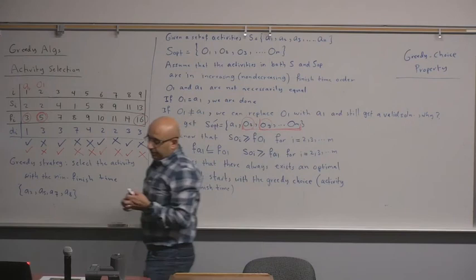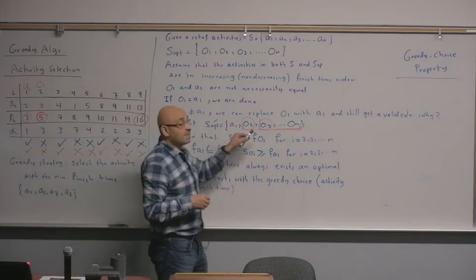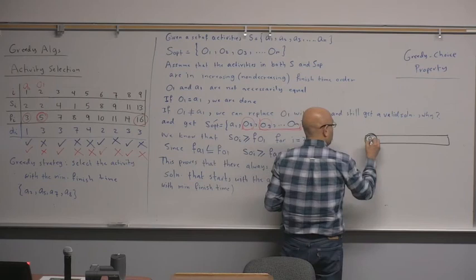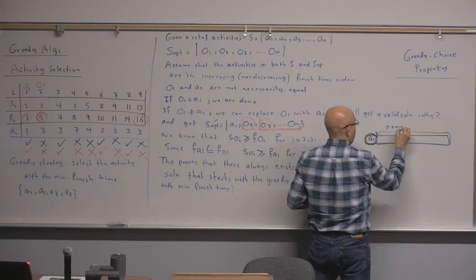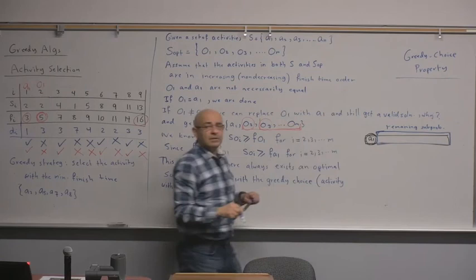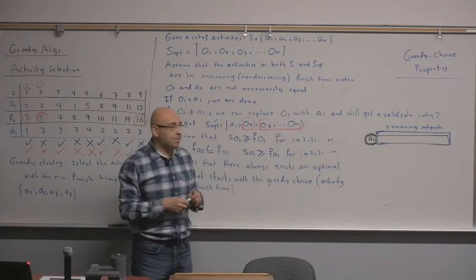Okay? So what we have proven so far is the greedy choice property. What we need to prove is what we call the optimal substructure. That if this is your big problem, and you have decided that the first item in it is A1, then I can solve the remaining subproblem separately. Now, how do you argue that the optimal solution to the big problem must consist of an optimal solution to the remaining subproblem? It cannot have a sub-optimal solution to this problem.